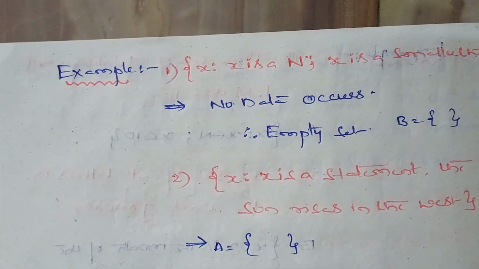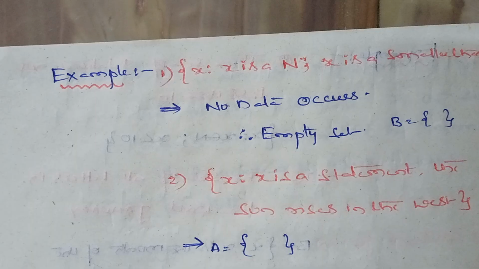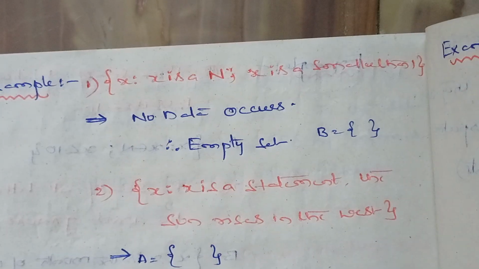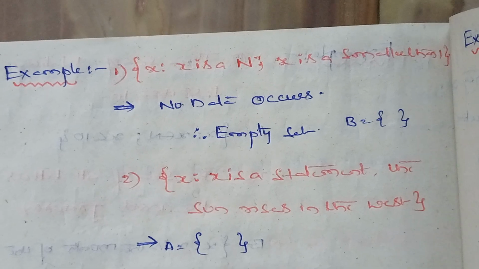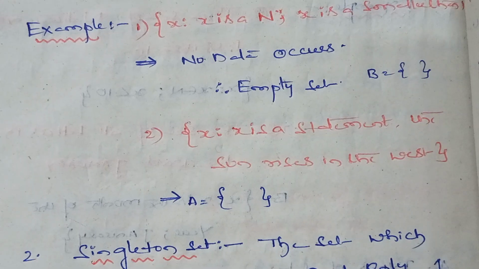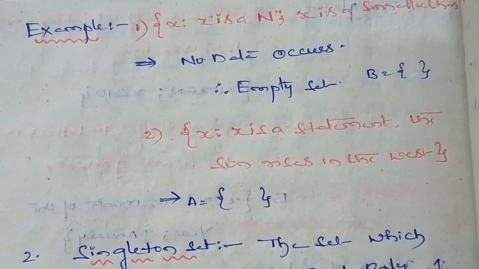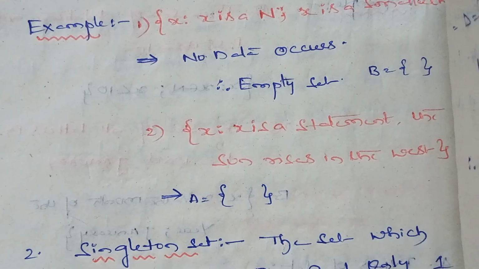Okay, now I took an example: x such that x is a natural number, x is smaller than 1. So there is no natural number less than 1, right? Therefore no data available. That is the empty set, students. Okay, and the sun always rises in the east, and here the statement is the sun rises in the west. That is also no data available. Therefore it is an empty set.